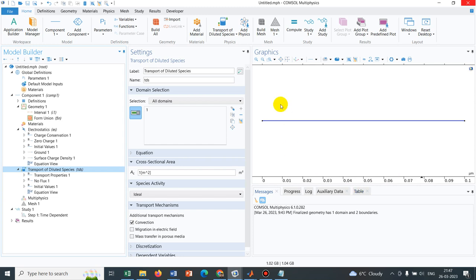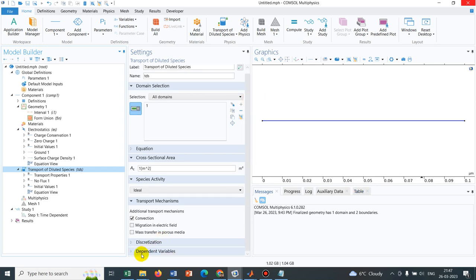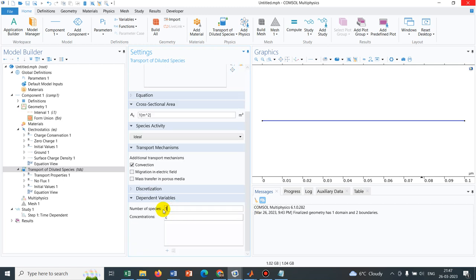So what I need to do here is go to the dependent variables initially. Instead of one, I need to define two species, because I'll be solving for two species. Let us define this as C1 and the other one as C2. Say C1 is the positive one, that means the cation, and C2 is the negative one, that means the anion.